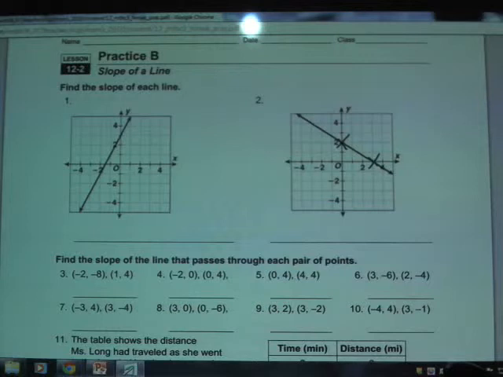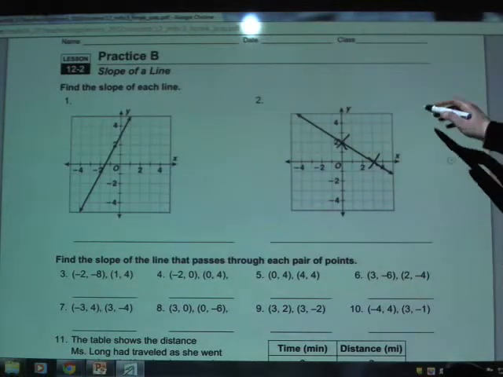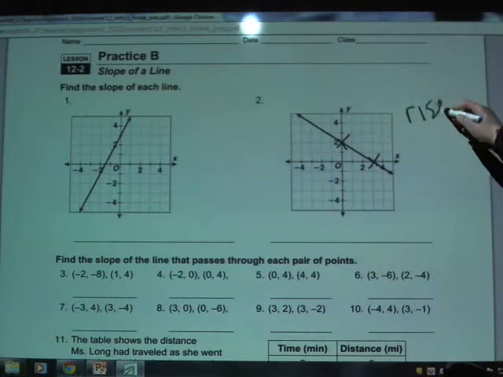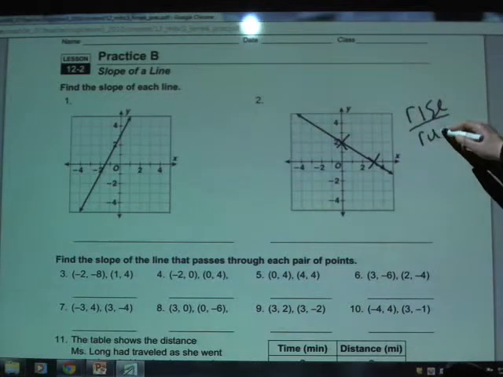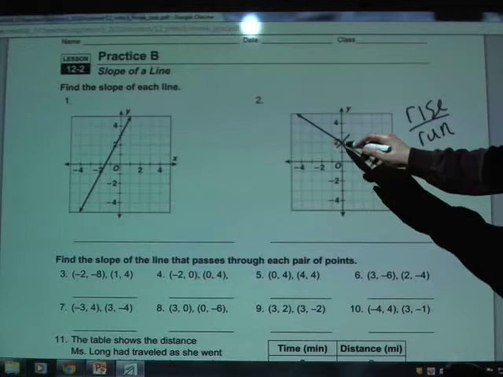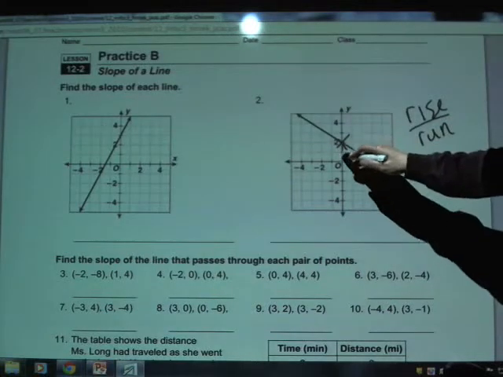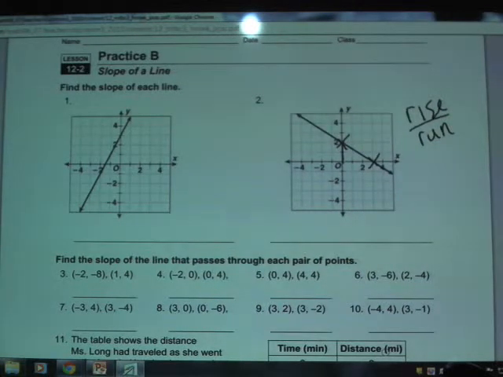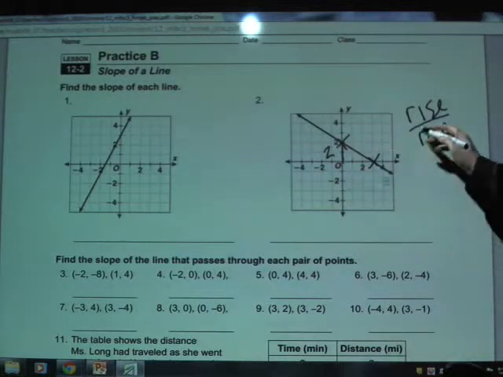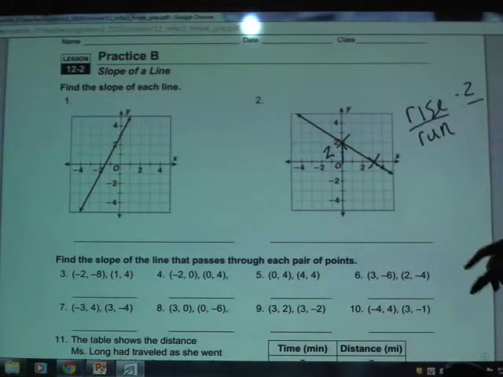And so I want to find the rise and the run of what connects those points. Looking at the rise here, remember we're always going to go from left to right. The rise is going to make me go down 2 units, which means the rise is -2. Remember, if we go up, it's positive. If we go down, it's negative.